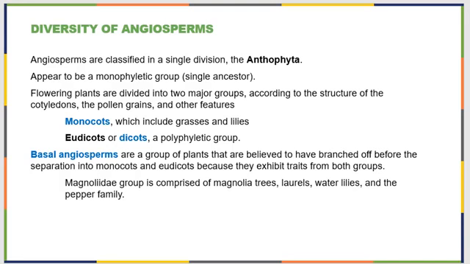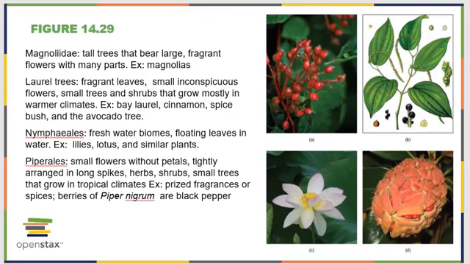There are just a few plants that exhibit characteristics from both the monocot and dicot group, and we refer to those as the basal angiosperms. We're pretty sure that they evolved before the split into monocots and dicots because they're so different. We look at examples like magnolia trees when we discuss basal angiosperms, laurel trees, lilies, lotus flowers, and then even some berries that create things like black pepper are part of these basal angiosperm plants.